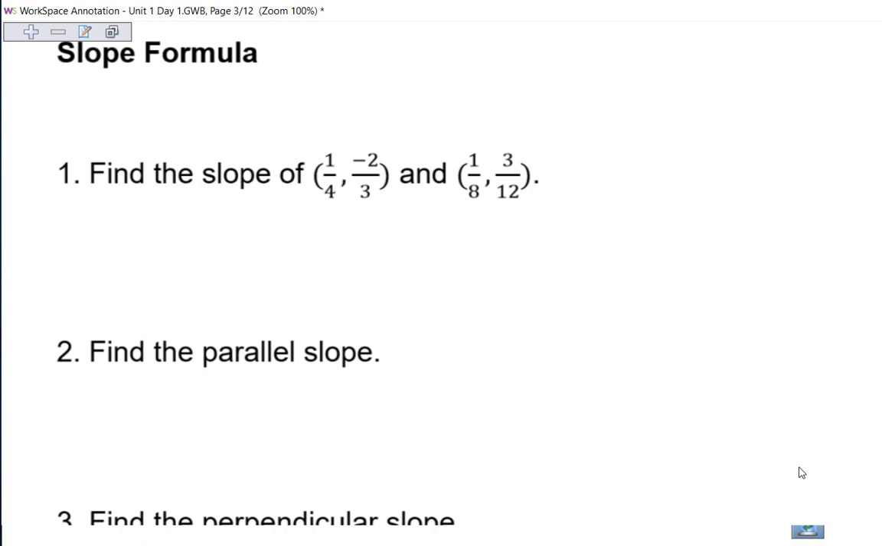Now, problem number 1, slope formula. It says to find the slope of these 2 points. How do you find slope when you're given 2 points? What is the slope formula? y2 minus y1 over x2 minus x1.